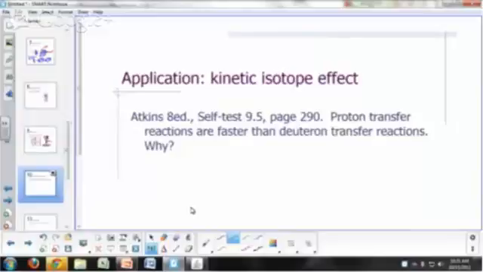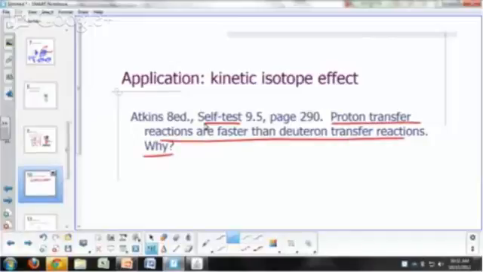And on page 290 of your textbook, there's a self-test 9.5 question pertaining to proton transfer reactions. Again, the idea there is if you have reactions that involve proton transfer, they would be faster if you have protons rather than deuterons. What's a deuteron?